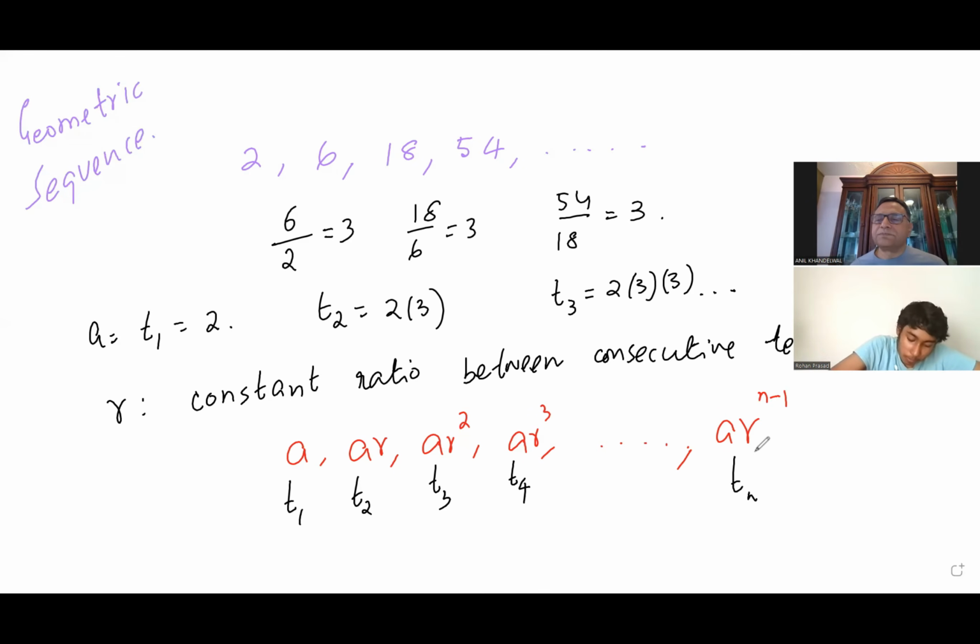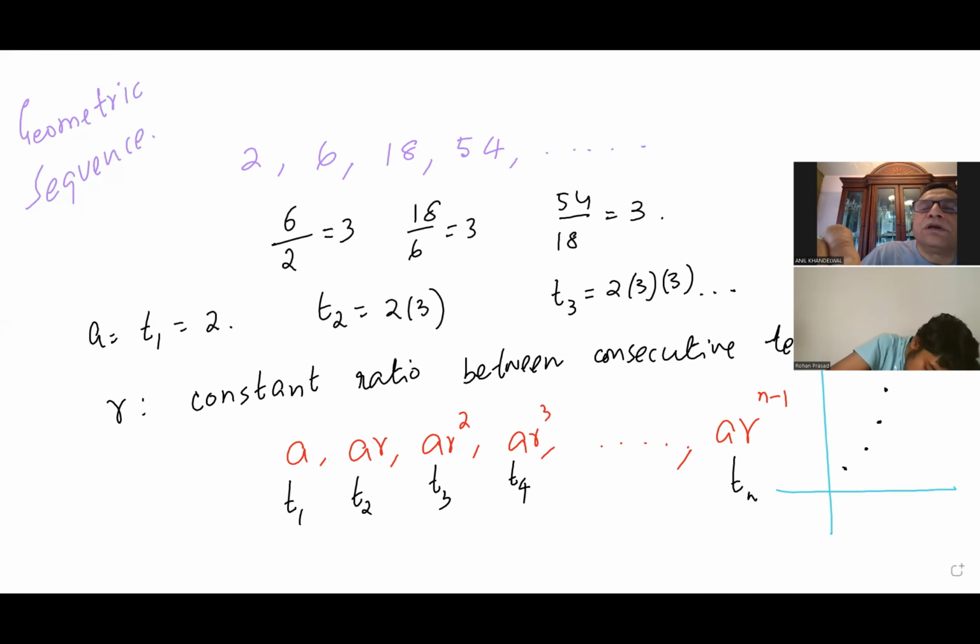Does that make sense? So any sequence in this fashion will be treated as a geometric sequence. If I graph this sequence, how will it look? At one, let us say it is 2. And then the second term will be kind of like this, like this, like this. So you'll notice that the graph increases exponentially. Do you see this?